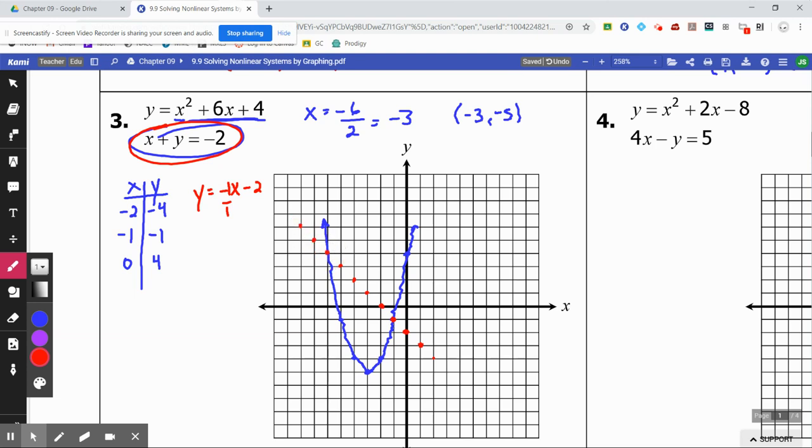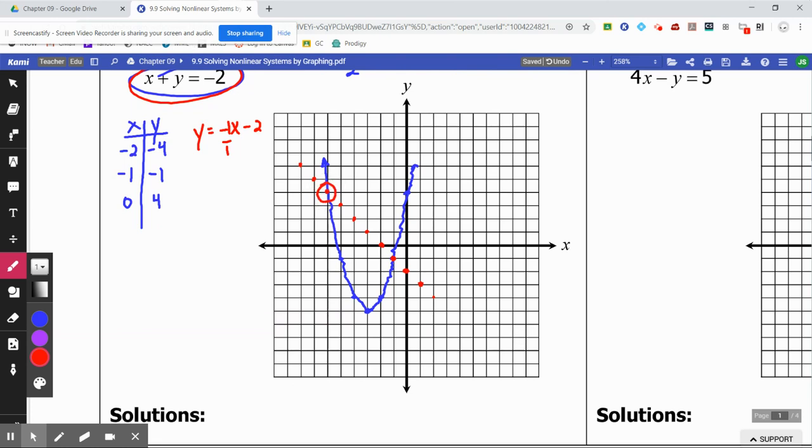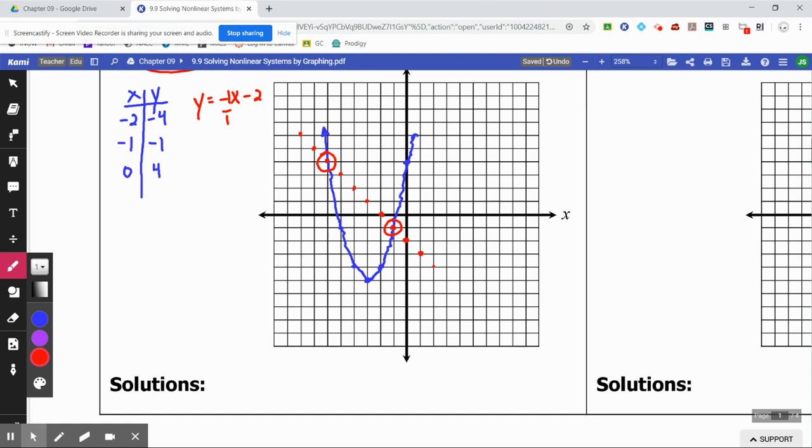Now, in real-world situations, you're not going to have nice, neat, whole number points of intersection, which, again, is another reason graphing doesn't work out as good. So there's your 2 points of intersection. You don't even have to finish graphing the line. So one is at negative 1, and the other one is at negative 6, comma 4.